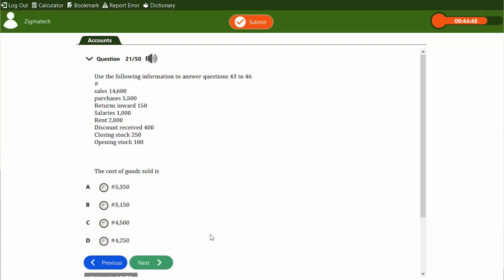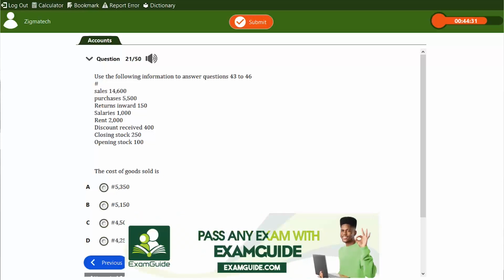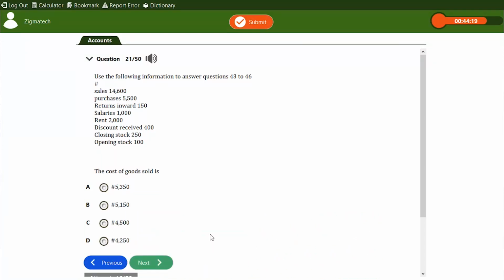All right, this is another very interesting question that will also bring home what we are looking for. This one does not require us to use this whole account. What you need at this point is just the formulas, how to be able to relate these transactions together. They say use the following information to answer 43 to 46. They have given you sales. They say sales is equal to what?